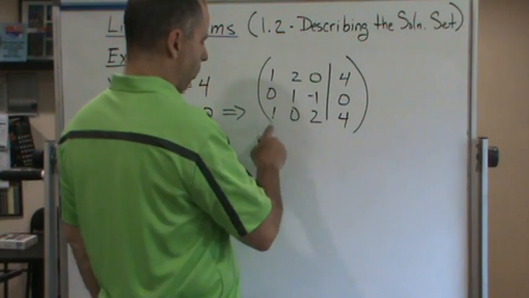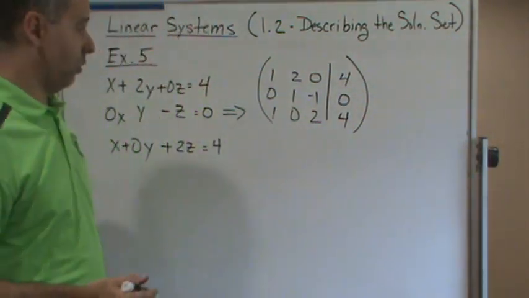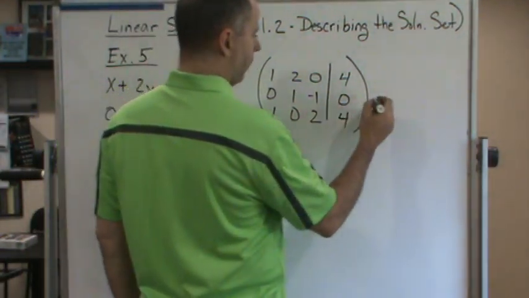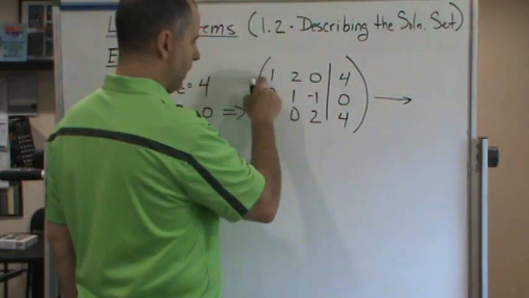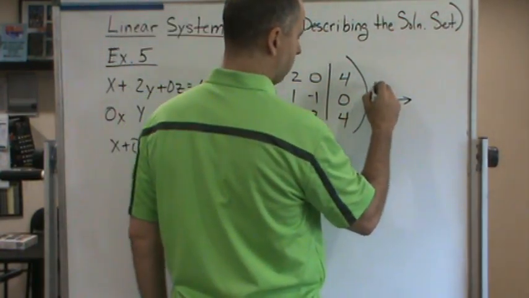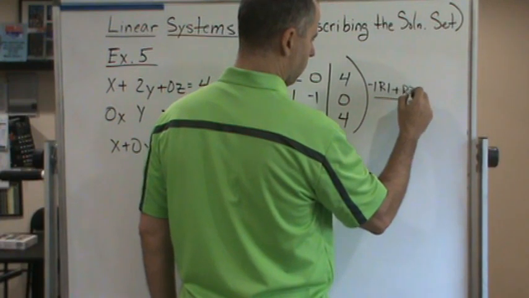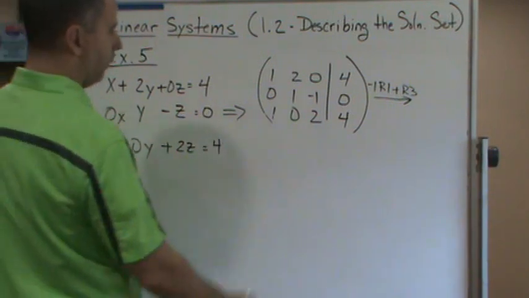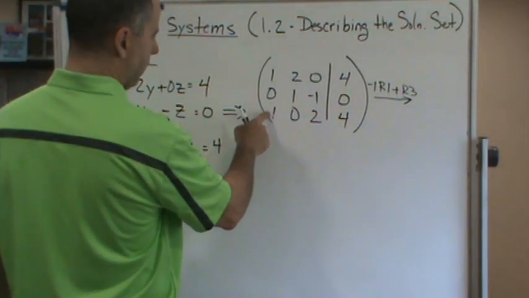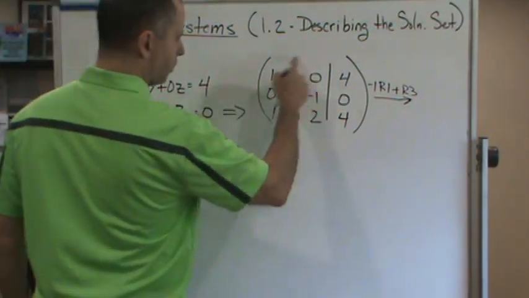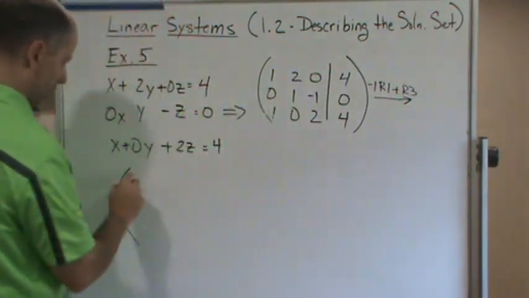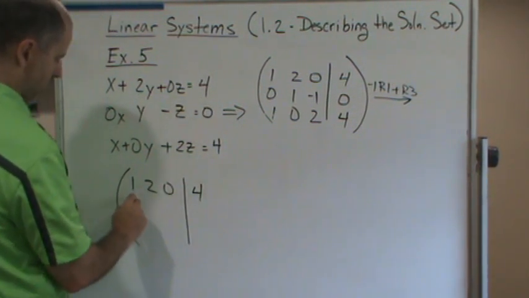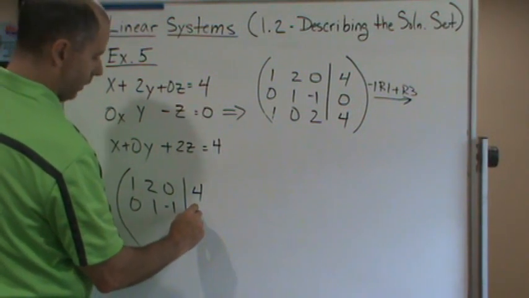Wherever there's a 1, that represents a variable or any non-zero number. Here we need to get rid of that 1, so I'm going to do -1 row 1 plus row 3. Again, I'm going to do the exact same thing I did before. -1 plus 1 is 0. I'm going to just rewrite the augmented matrix except for this row. So this gives me 1, 2, 0, 4, 0, 1, -1, 0.